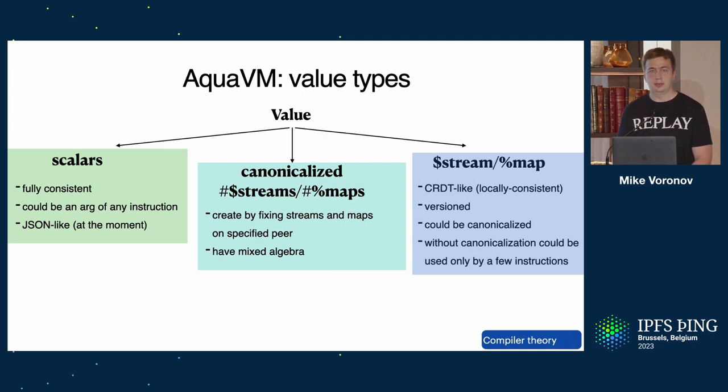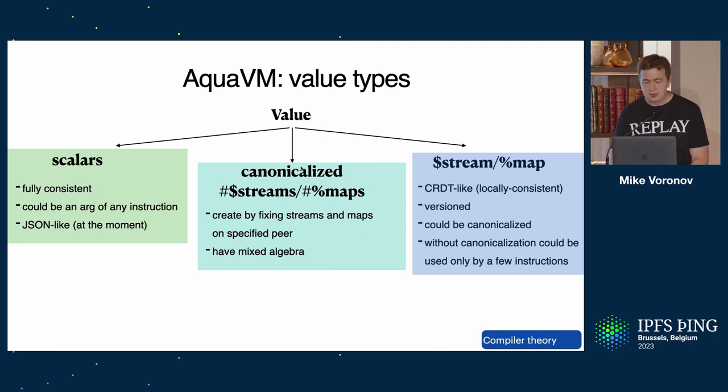Actually, we have three types of data types. The first one is scalars. They are fully consistent, so when you run one script on the same peer that this script triggers, the scalar will be the same. On the opposite side, there are CRDT-like structures called stream and map. By CRDT-like, I mean that a CRDT forces the merge function to be commutative. In our case, it's non-commutative. That's why I call it CRDT-like. Also regarding these properties, we satisfy idempotence and some other monoidal properties.